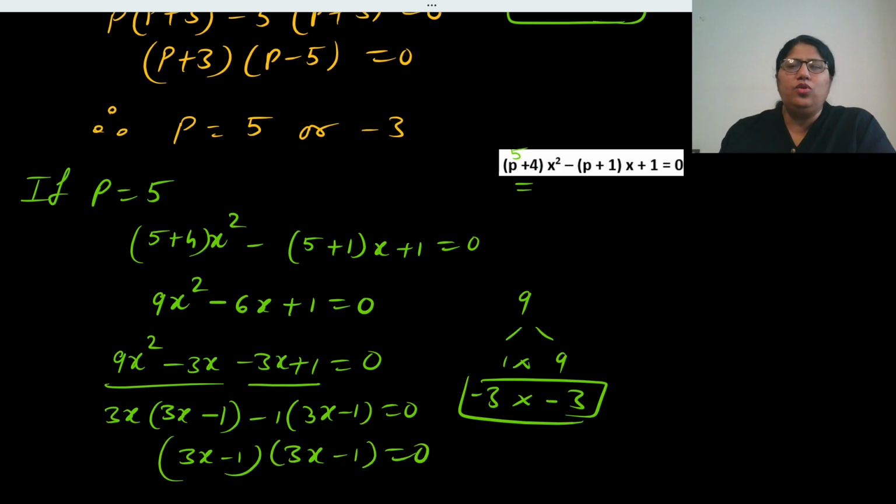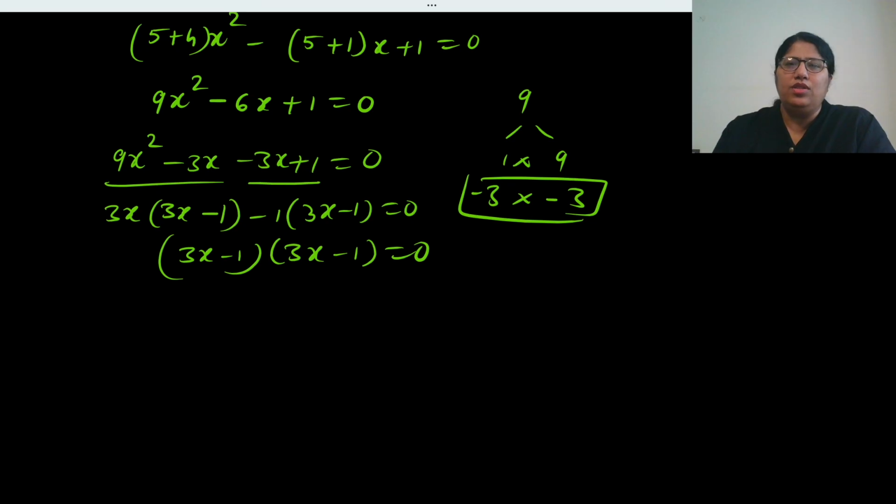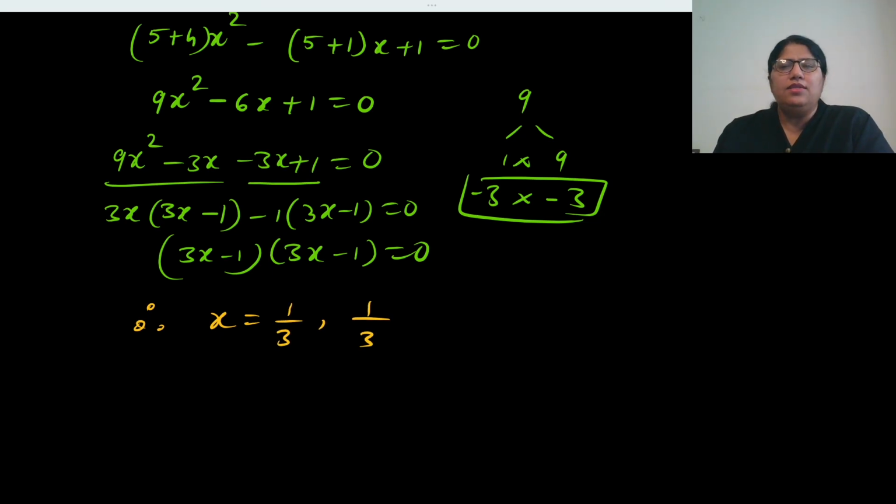So what are the two roots? If you will see, because it's two equal roots, right? In the starting only it was given the equation is going to give two equal roots. So therefore here x is going to be 1 by 3 or 1 by 3, right? That means two equal roots, 1 by 3 comma 1 by 3. Similarly, what is the other value of p?